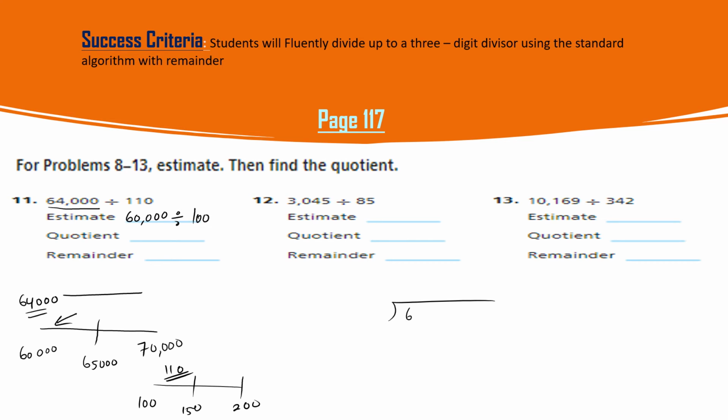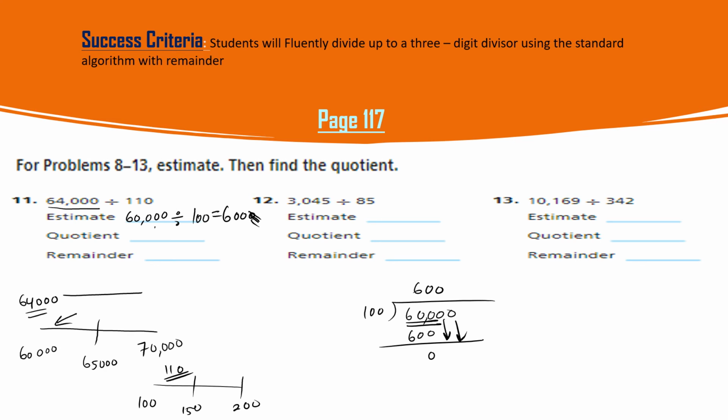Now divide. 60,000 divided by 100. So 3 digits we will take. 6 times 100 is 600. I will have 0 here. Now this 0, 1 0, 2 zeros left. So I will put 2 zeros on the top. So my estimate is 600.